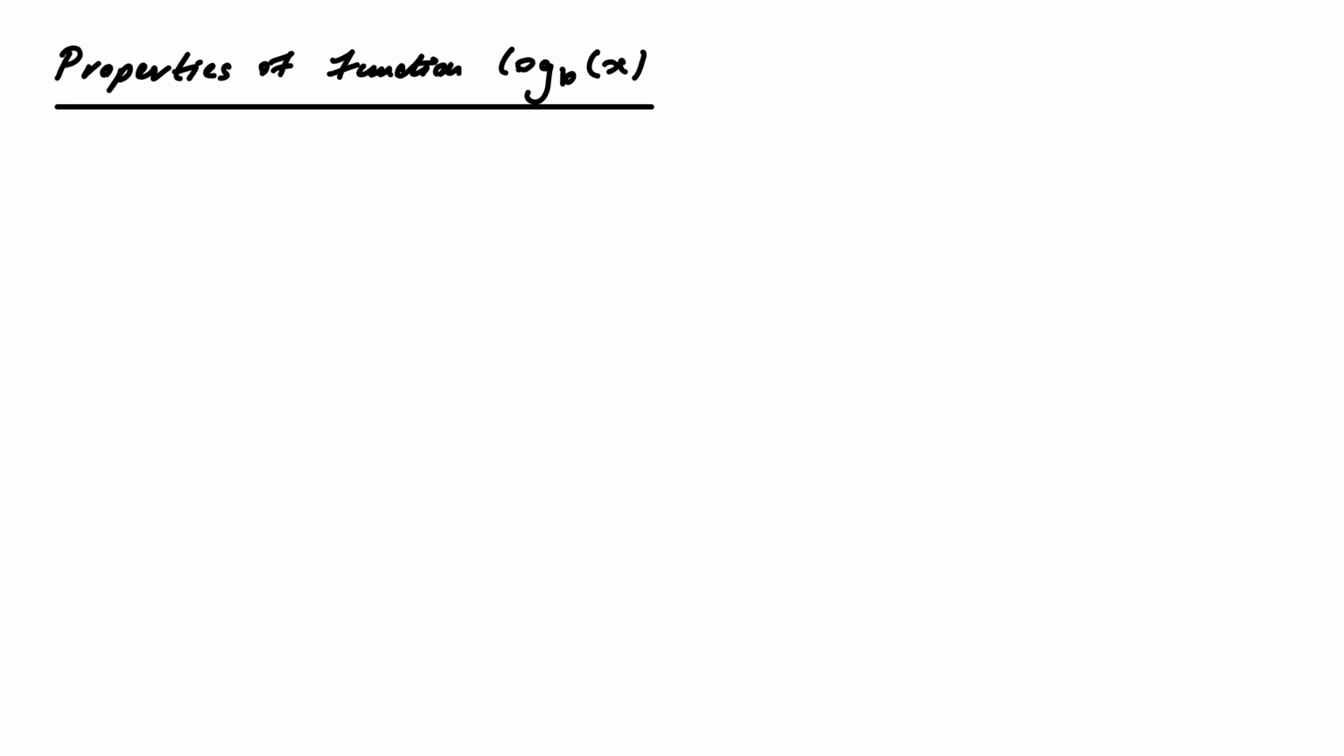And again, let's make a convention here, because I could do this for any b strictly greater than 0, not equal to 1. But let's assume in everything I'm going to do that b is strictly bigger than 1. The reason for this is that the case when b is between these two is really not used.